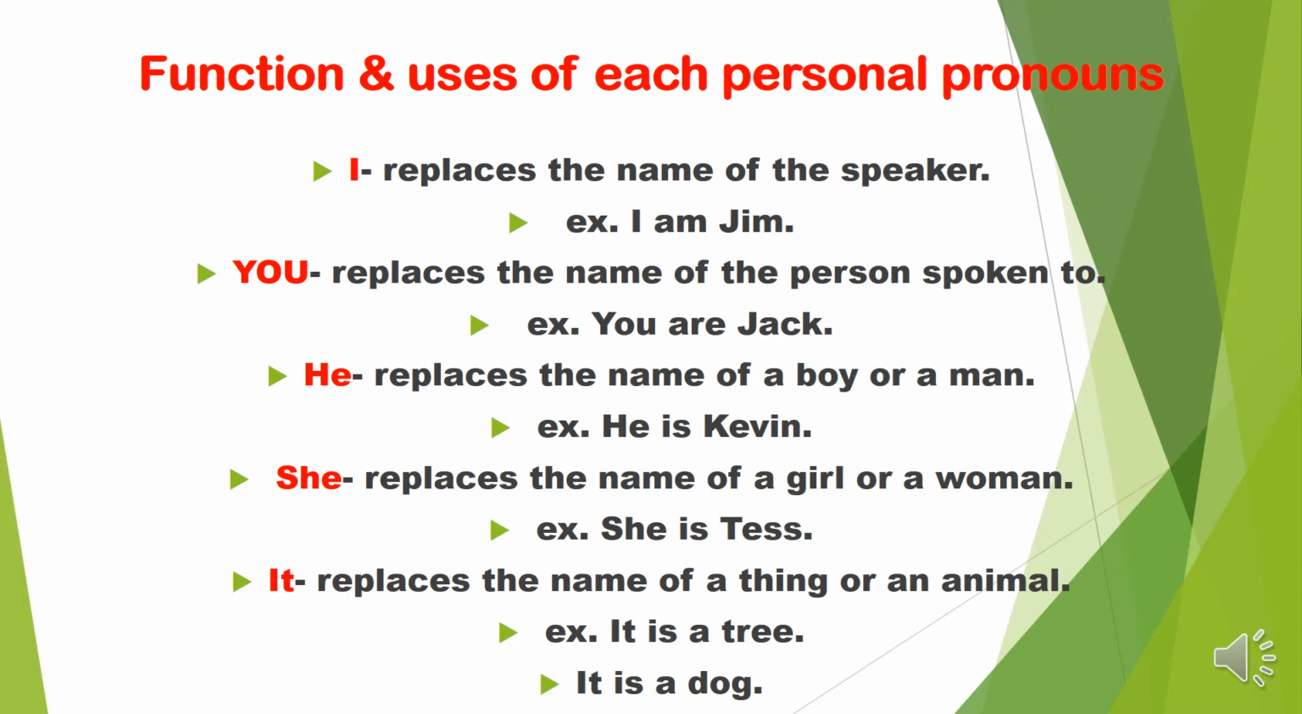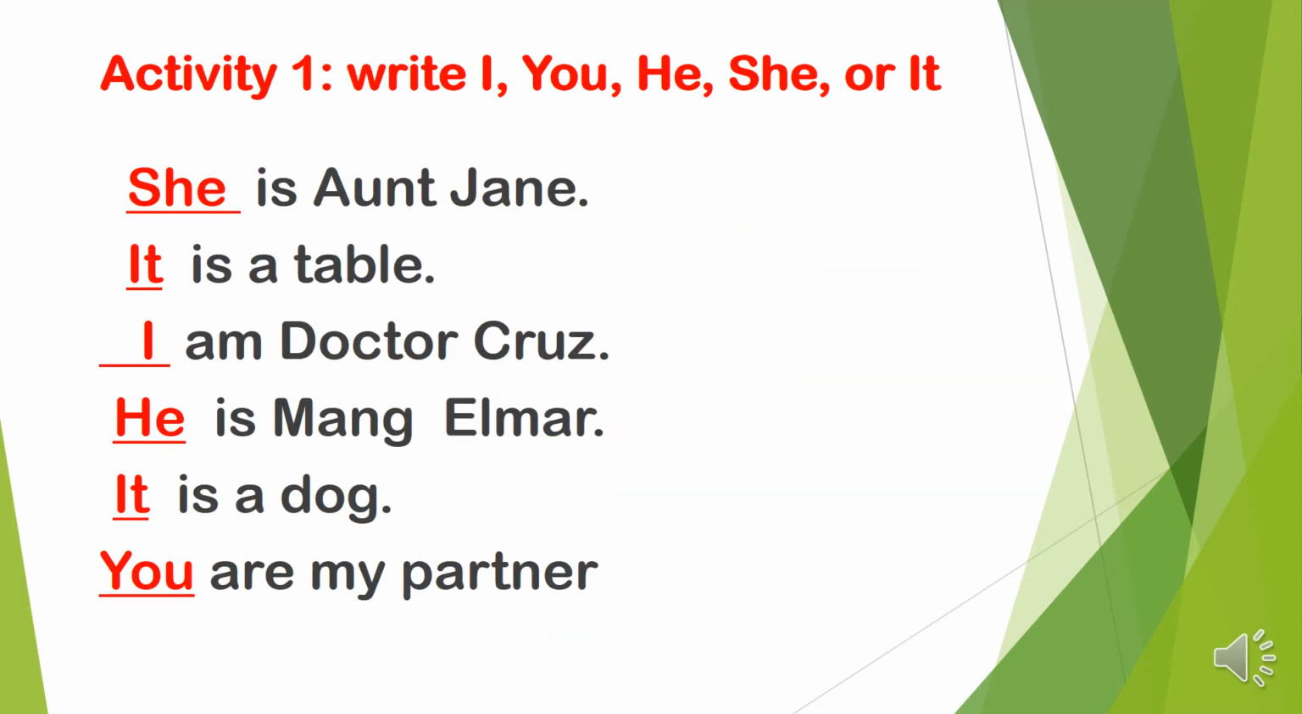I, again, replaces the name of the speaker. You replaces the name of the person spoken to. He replaces the name of a boy or a man. She replaces the name of a girl or a woman. It replaces the name of a thing or an animal. Did you understand, my dear viewers? It's very clear the functions and uses of each personal pronoun and how we're going to use it in a sentence. Now, let's proceed to our activity.